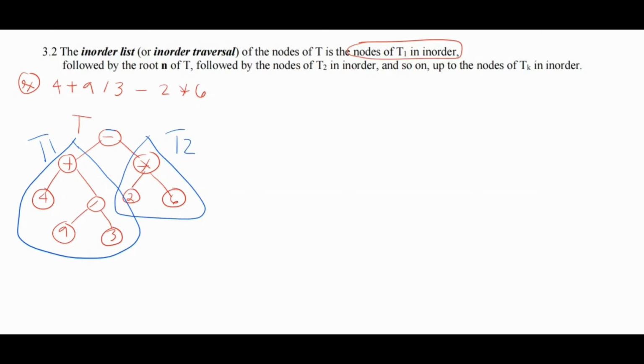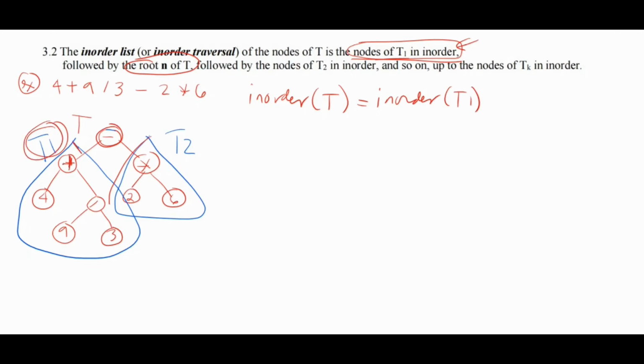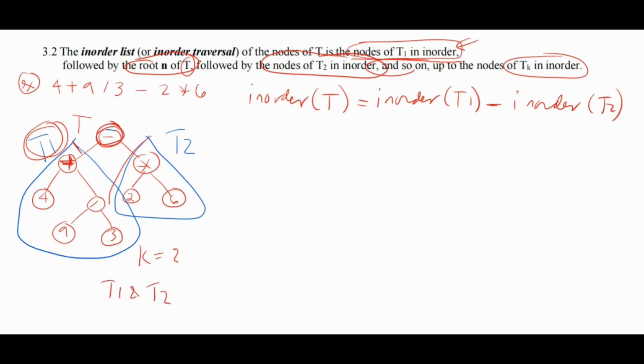So to get now the in-order list of the nodes of the tree, as we do in-order traversal, first we're going to find the in-order of T1, which is this subtree here, T1, whose root is plus, followed by the root of the tree, T, which is minus, followed by the in-order of T2, and the in-order of all the subtrees up to the last subtree. But in this case, we only have two subtrees, T1 and T2. So this is the in-order of T1, the in-order of T2.